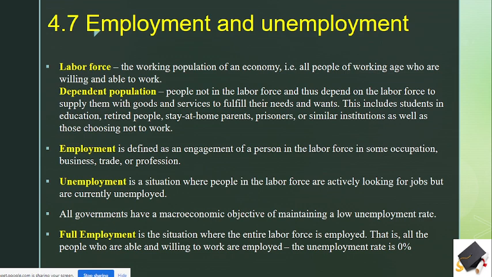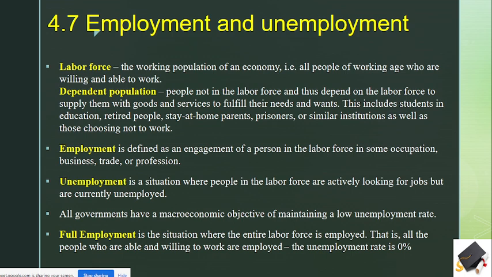Then we have employment. Employment is when you are engaged with a particular kind of work. This is known as employment. Unemployment, what do you mean by unemployment? Unemployment is a situation where people in the labor force are actively looking for jobs but are currently unemployed. Simply. Then all governments have macroeconomic objectives of maintaining a low unemployment rate.